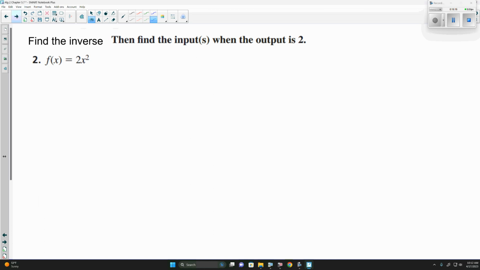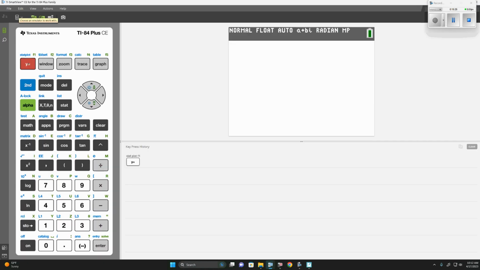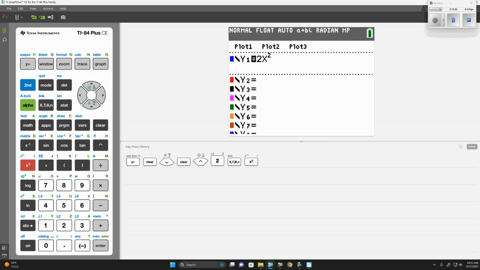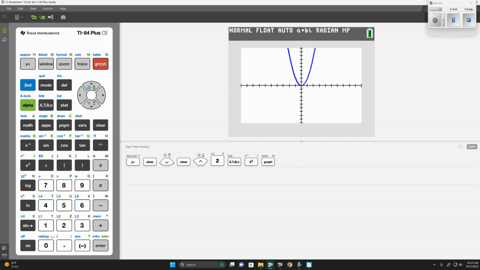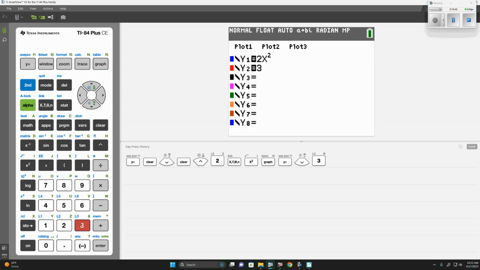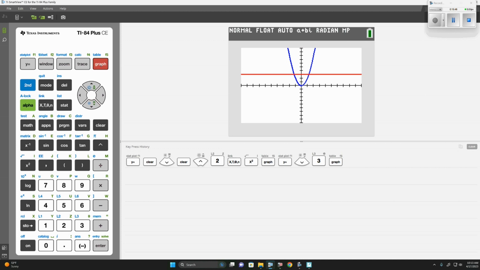Okay, this one here is a little bit different because we had f of x equals 2x squared, yes? All the ones up to this point have been a line. Now, if we look at the graph of 2x squared, can we draw a horizontal line that crosses the graph more than once? Let's say 3. Does it cross the graph more than once? Yeah. So does this, by definition, have an inverse?